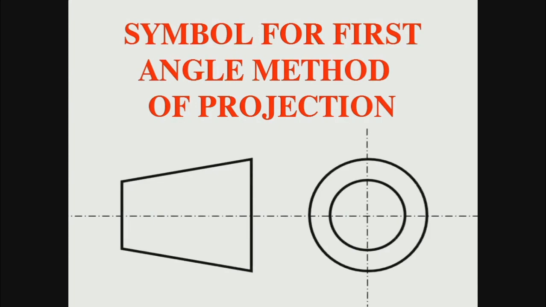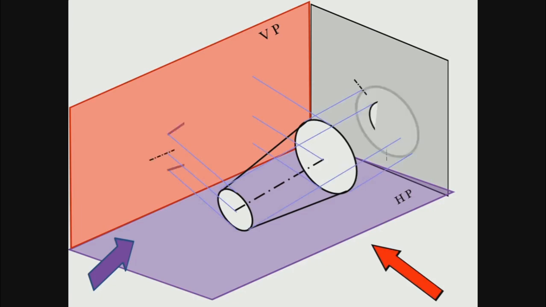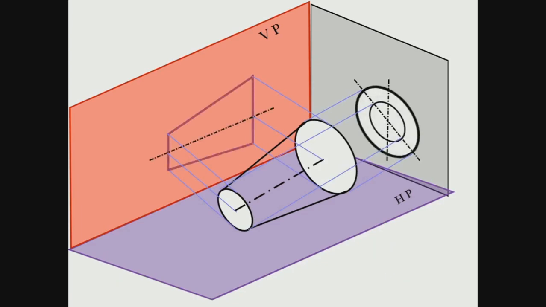It is absolutely essential to indicate the method of projection used for every drawing. The symbol used for first angle projection is as shown in the figure. The symbol used for first angle projection is actually the projections of a frustum of a cone of convenient dimensions according to the size of the drawing. Front view and left-hand side view of the frustum are drawn in the symbol.